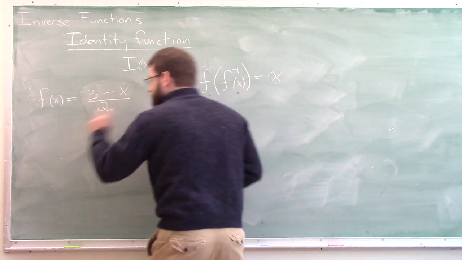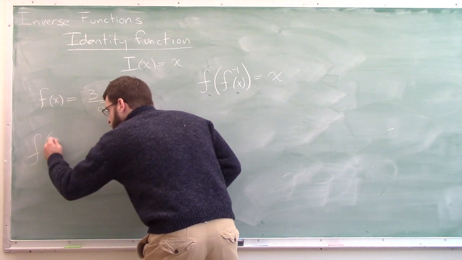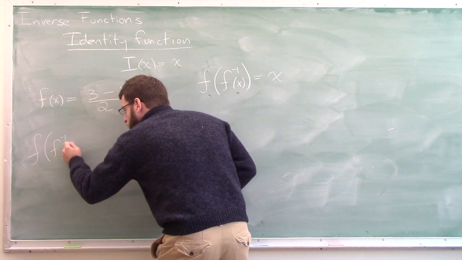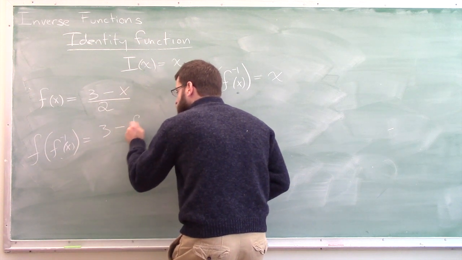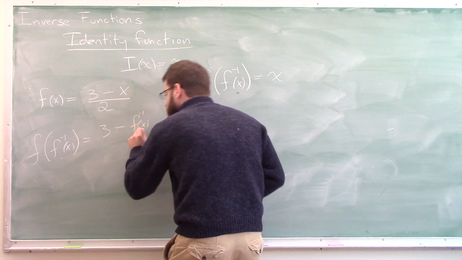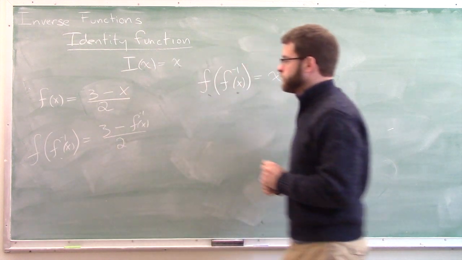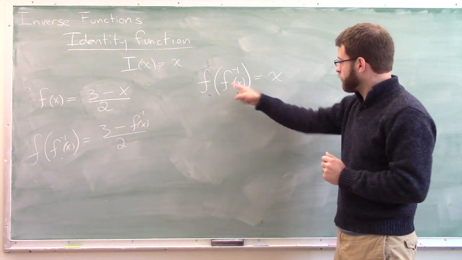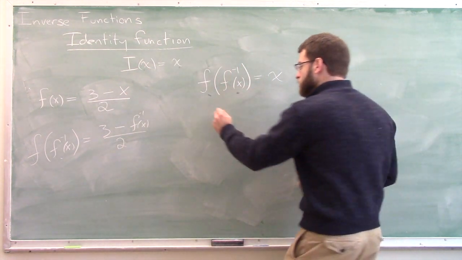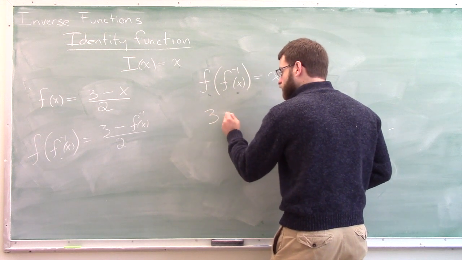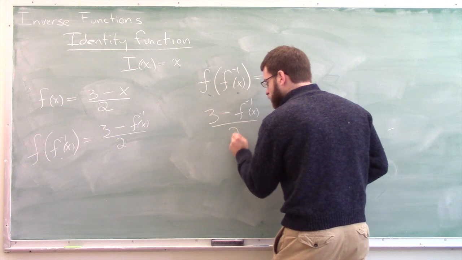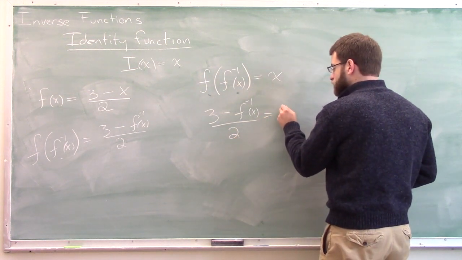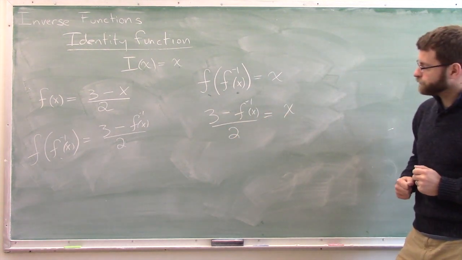So if this is f of x, f of f inverse of x is going to be equal to (3 minus f inverse of x) divided by 2. Okay, so using the property of this inverse function, we want this statement, (3 minus f inverse of x) divided by 2, to be equal to x.